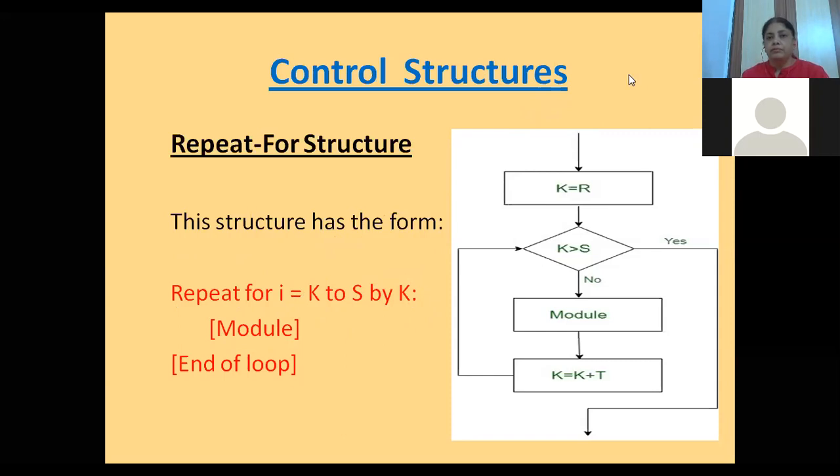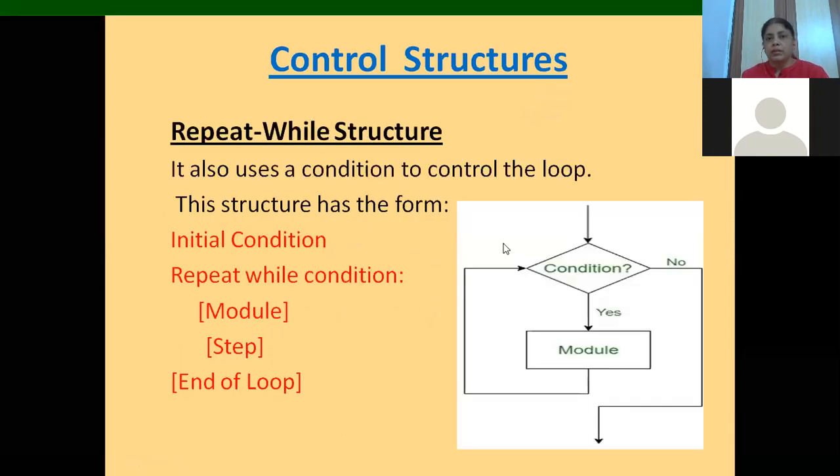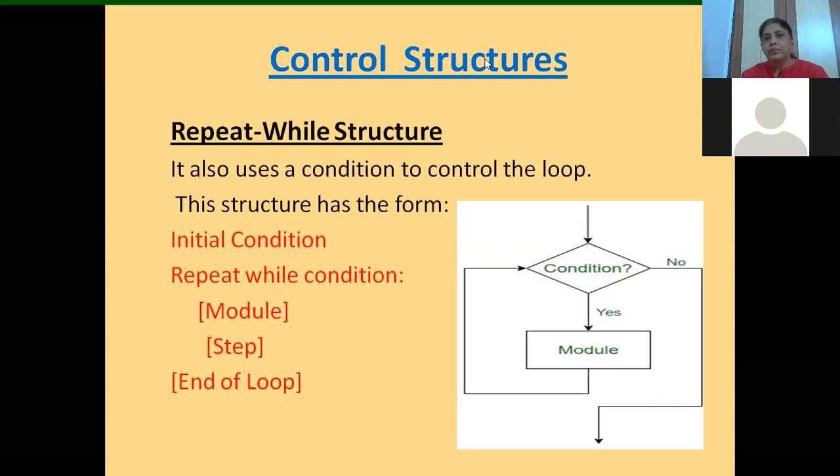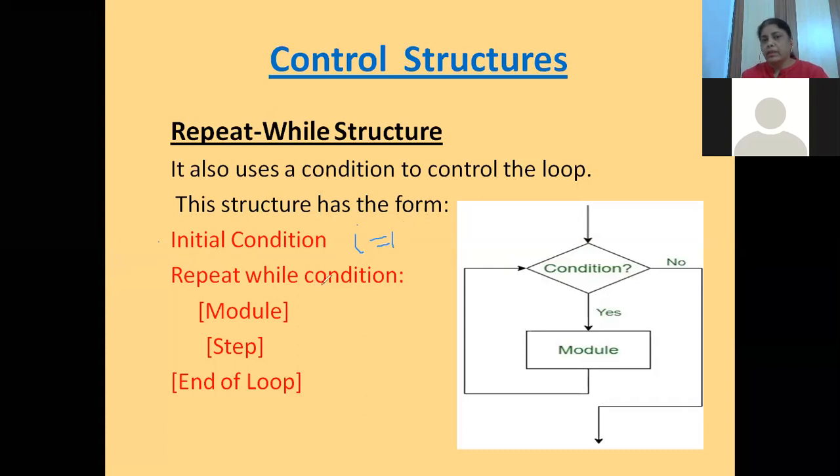Same way we have the repeat while structure. In the repeat while structure, while statement हमने C++ में किया हुआ है, so there you have to put the initial condition, like for I is equals to 1 या 0. और रिपीट वाइल कंडीशन में हम क्या देते हैं? I is less than equals to 10. This is your condition. और स्टेप में हम क्या देते हैं? I plus plus और I is equals to I plus 1.